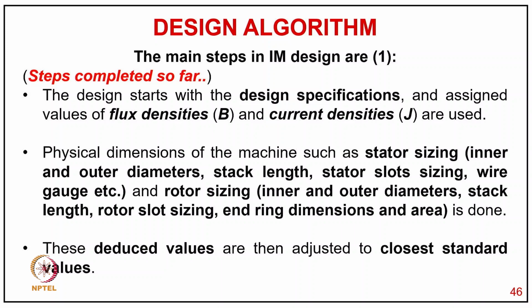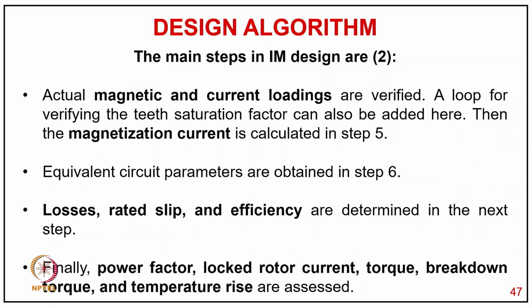Physical dimensions of the machine such as stator sizing, inner and outer diameter, stack length, stator slot sizing, wire gauge, etc., and rotor sizing, inner and outer diameter, stack length, and rotor slot sizing and end ring dimension and area are done. And the deduced values are then adjusted to the closest standard value. So now the actual magnetic and current loadings are verified.